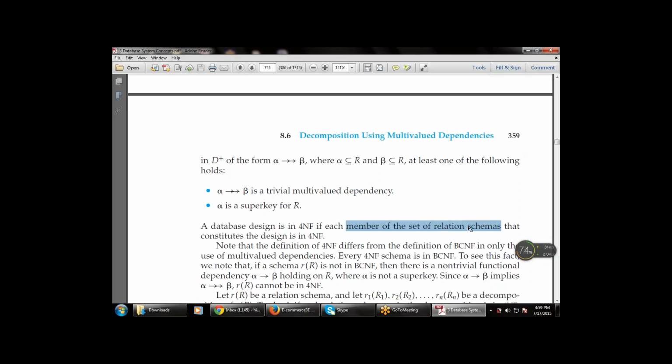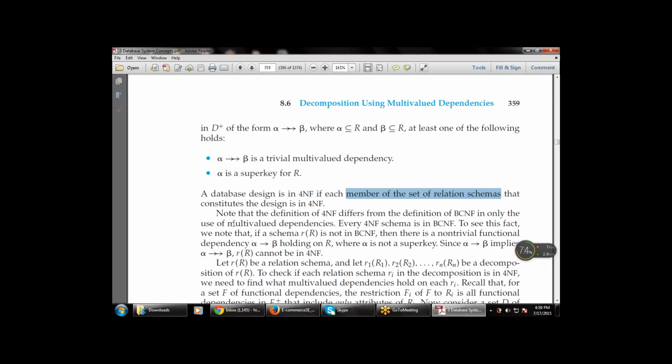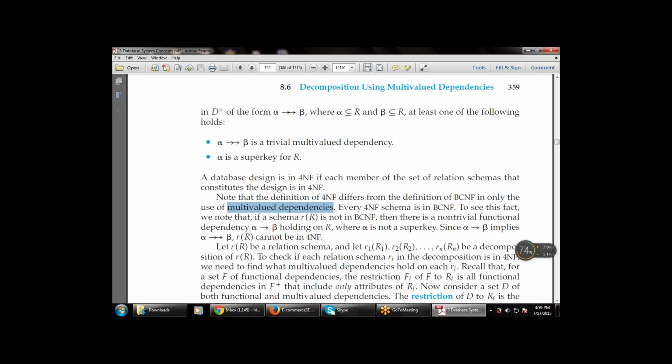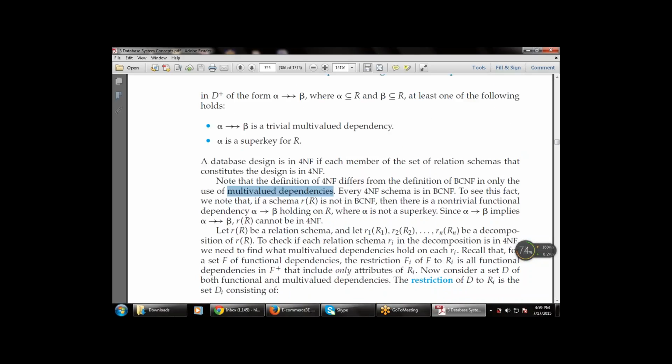So a database design is in 4NF if each member of the set of relation schemas that constitutes the design is in 4NF. Note that the definition of 4NF differs from the definition of BCNF only in the use of the multi-valued dependency.